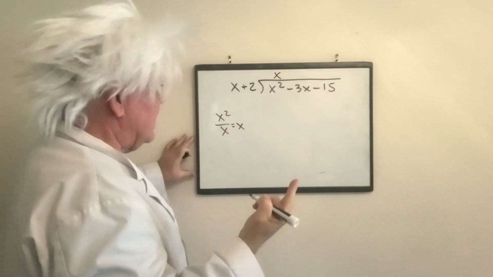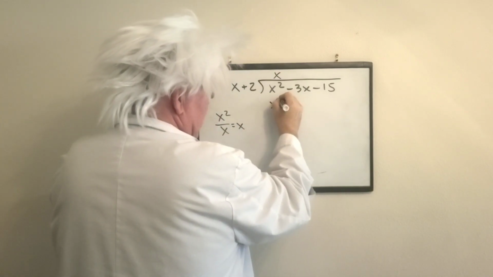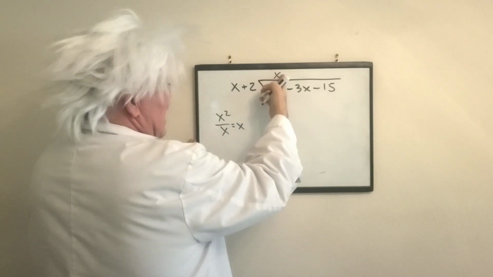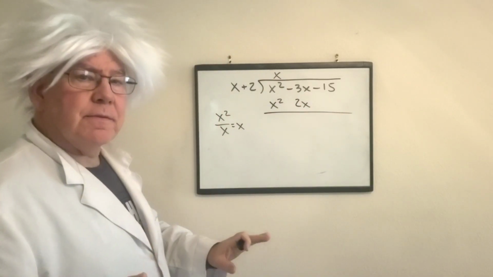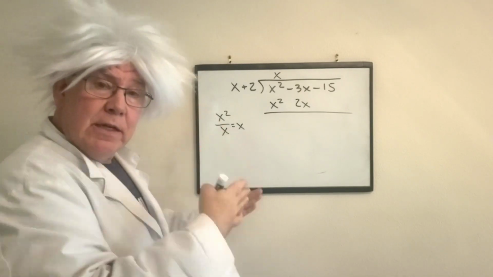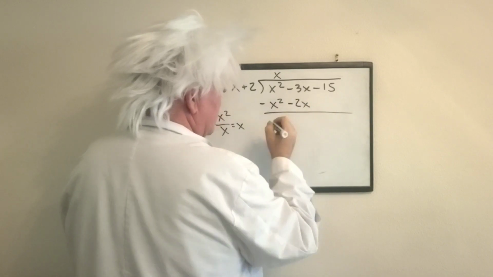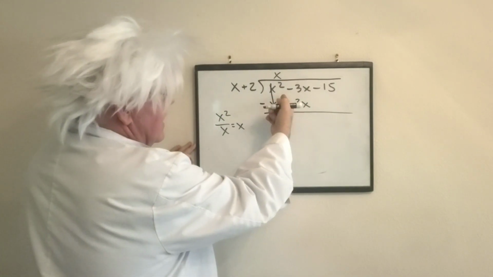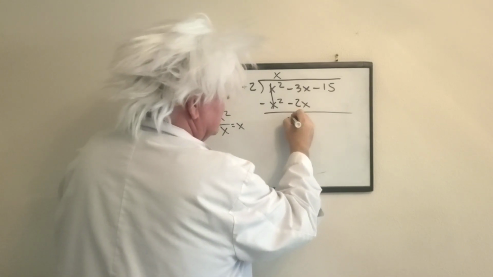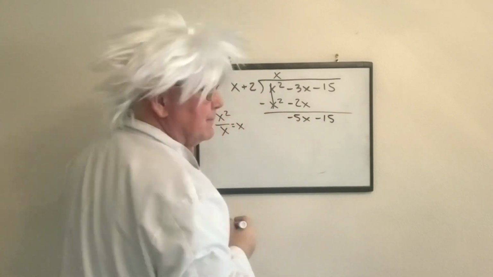So this is what you're going to say. x goes in, x times x is x squared, and x times 2 is 2x. Now, I'm not going to put the positive sign. I'm going to show you what we're going to do. Remember, as we did in long division, before I combine, I must change the signs. So this is a 0 pair. Negative 3x minus 2x is negative 5x. Bring down the negative 15.